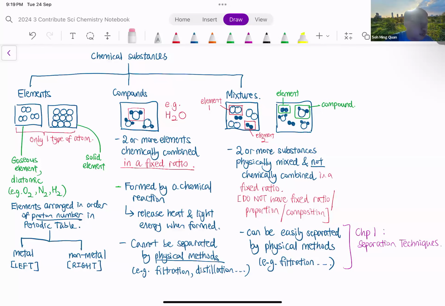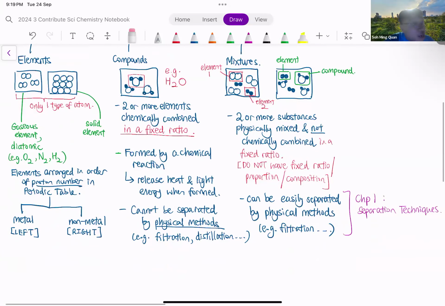Now, if you look at elements and compounds, you realize that, hey, elements and compounds have something in common. Elements and compounds, they contain only one kind of molecule, right? H2O consists of only H2O. Elements like oxygen contain only oxygen, O2. So, because they contain only one type of molecule, we say that they are pure. So, elements and compounds are pure.